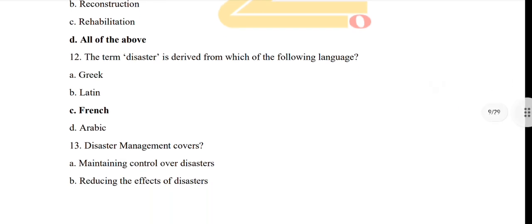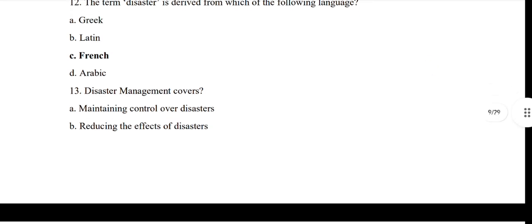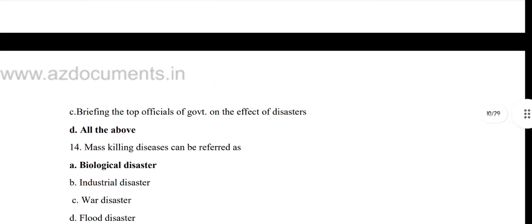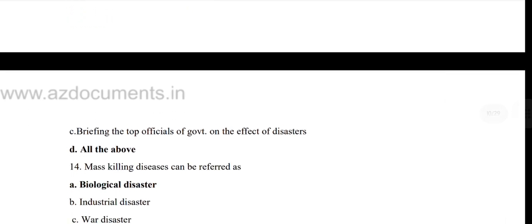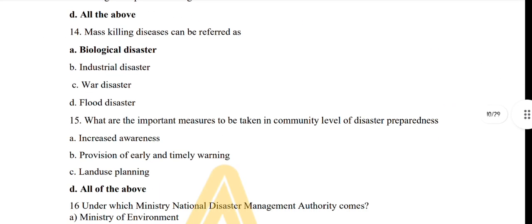12th question, the term disaster is derived from which of the following languages? French. Disaster is derived from the French word. 13th question, disaster management covers all the above: maintaining control over disaster, reducing the effect of disasters, briefing the top officials of government on the effect of disaster.